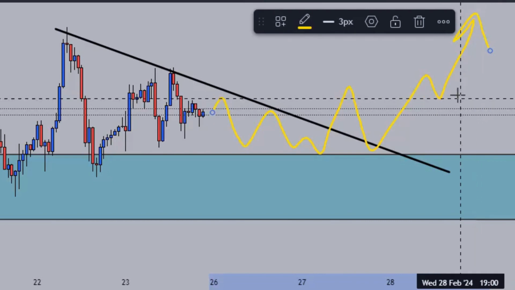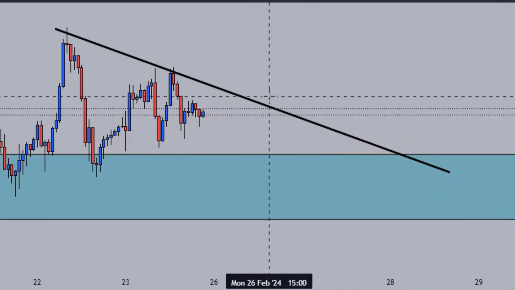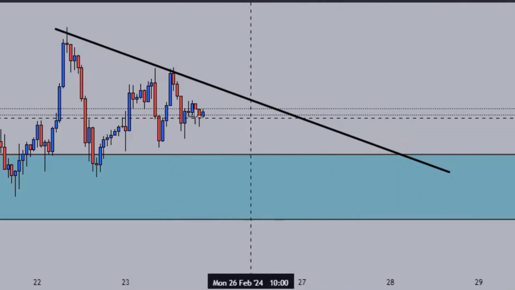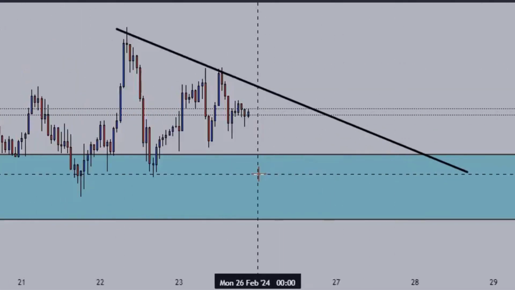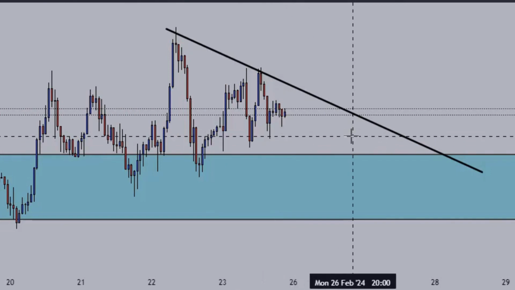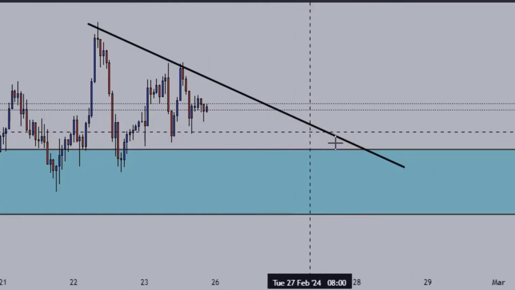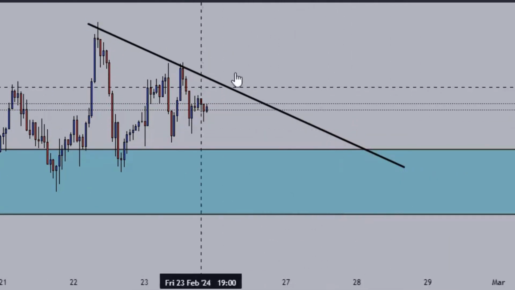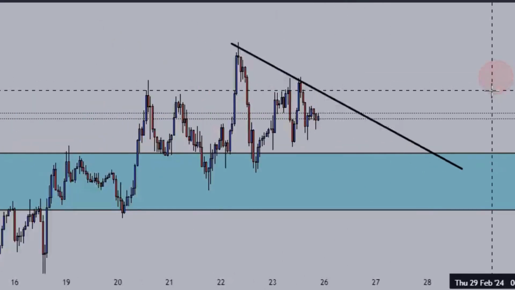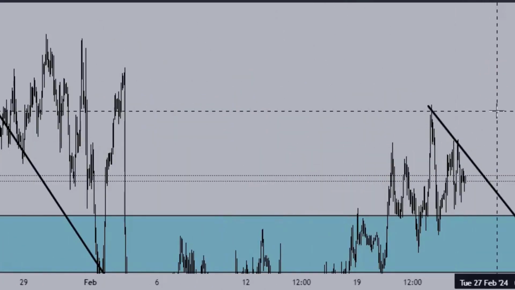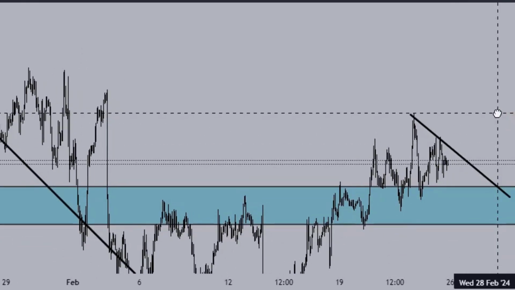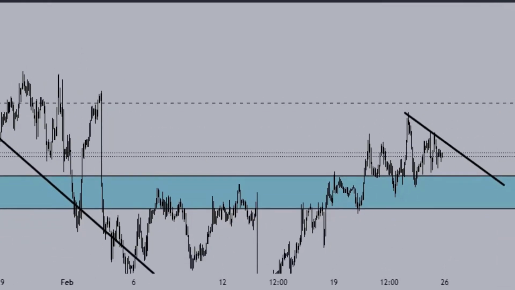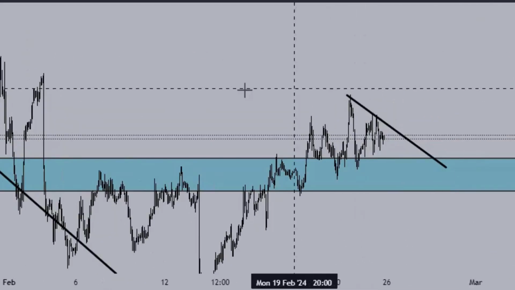But I'm going to leave this trend line there for sure, because we're going to need that. So when that breaks, then we know we might be going up. Excuse me, guys, it's late. Okay, so that was Aussie dollar.